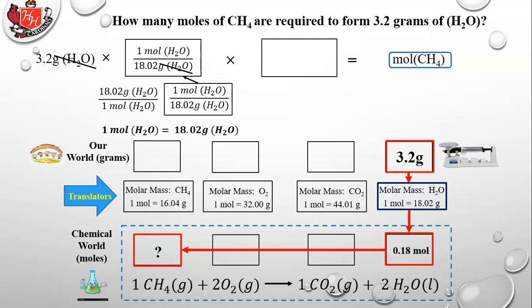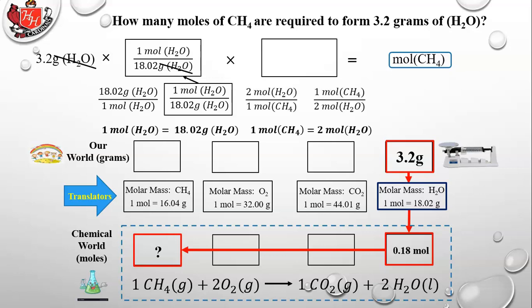Now I need to get from moles of H2O to moles of CH4 to get my final answer, because that's what the question is asking for. So what we do is look at our chemical equation again, and we see that 2 moles of H2O equals 1 mole of CH4. And so we can write the same two ratios we wrote on the last slide. There's 2 moles of H2O for every 1 mole of CH4, or there's 1 mole of CH4 for every 2 moles of H2O. So which one of those two ratios are you going to use?